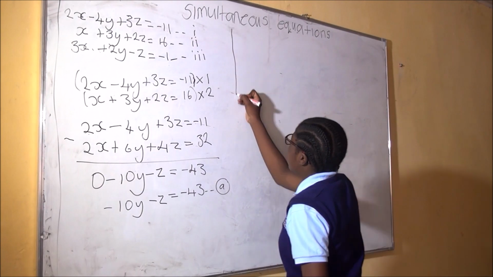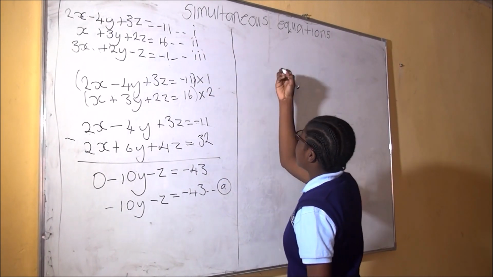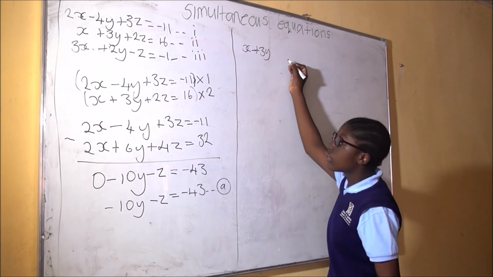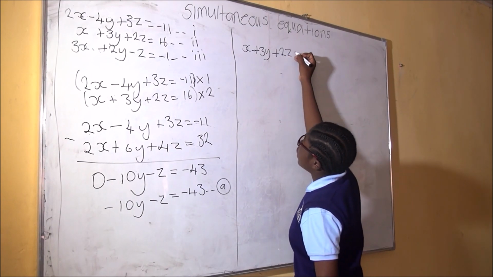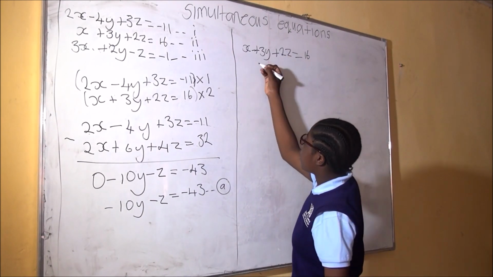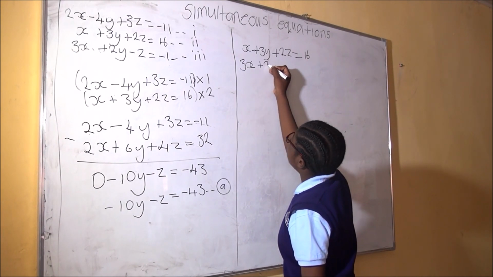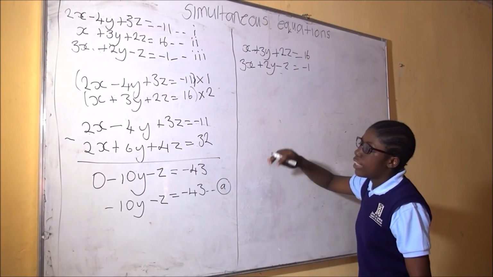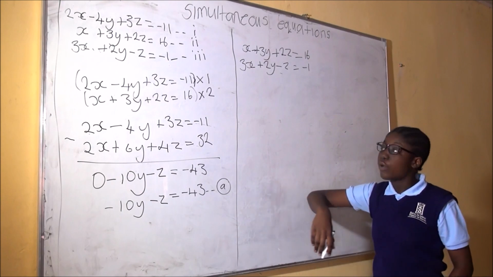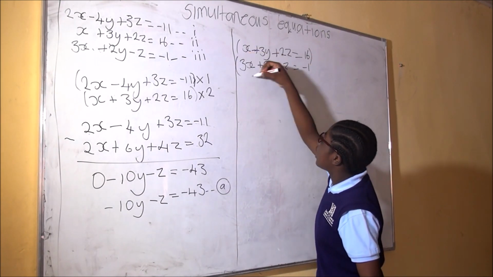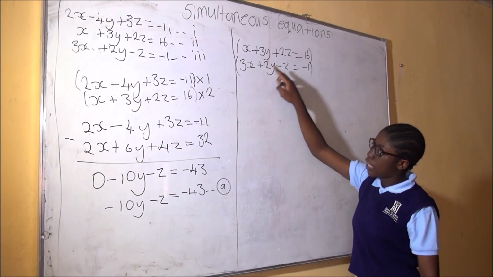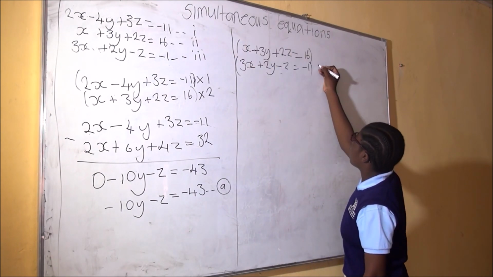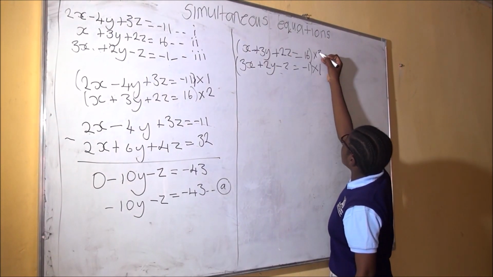So going to the next step, we're going to get the second and third equation, which is x plus 3y plus 2z is equal to 16. We're going to get our third equation, 3x plus 2y minus z is equal to negative 1. So we have to eliminate the same variable we eliminated before, so we have to multiply again. We have to multiply the second equation by the coefficient of x in the third, which is 3, and the third equation by the coefficient of x in the second, which is 1. So we're going to multiply this one by 1, and this one by 3.